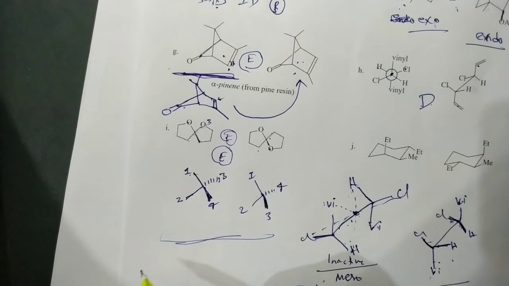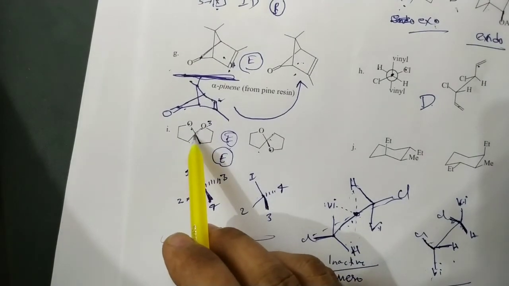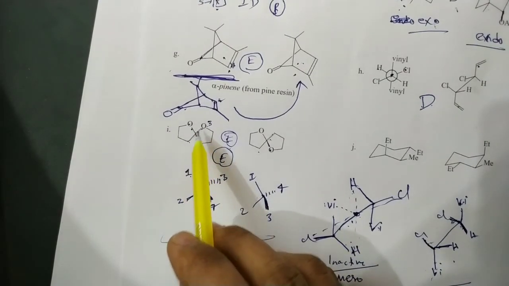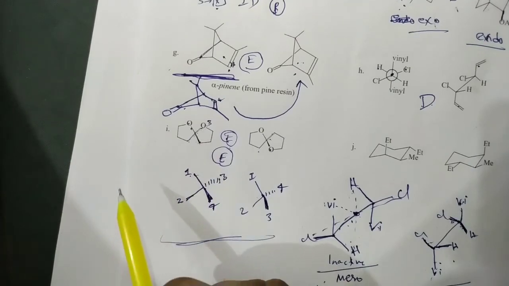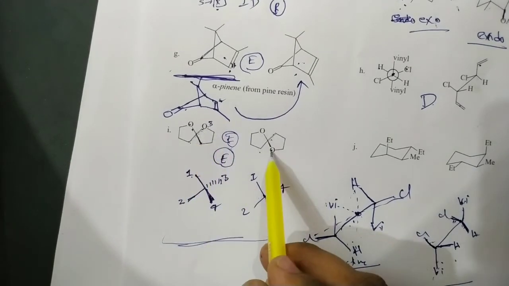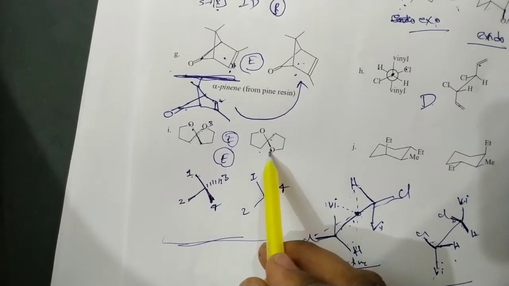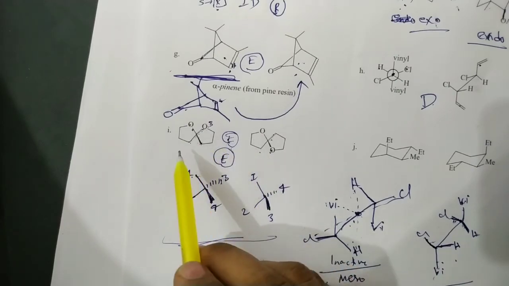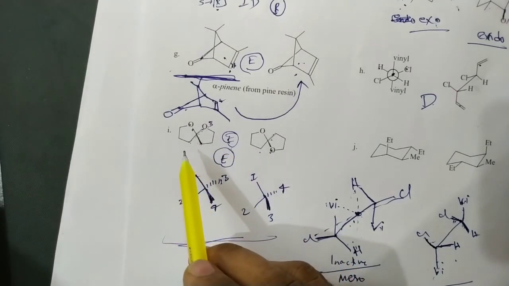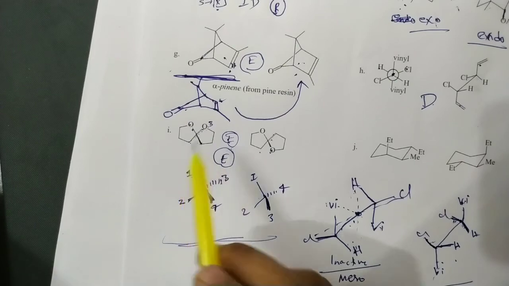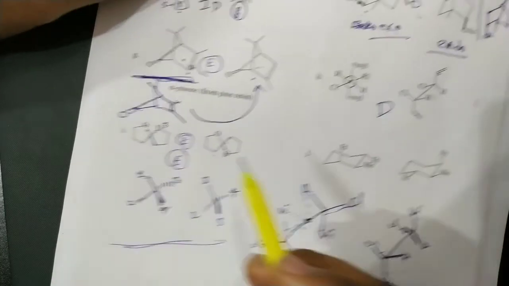Very interesting example this one. Just consider these two bonds on the plane. Here one bond is below the plane, one bond above the plane. Here the oxygen is below the plane, but here the oxygen is above the plane. Okay, the configuration is changed. These are mirror images of each other. Okay, that's it. So these two are the enantiomers.